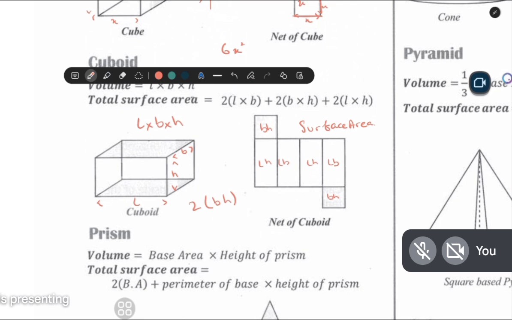Okay, so taking out the surface area, 2LH plus 2BH plus 2LB. Makes sense? Yep.